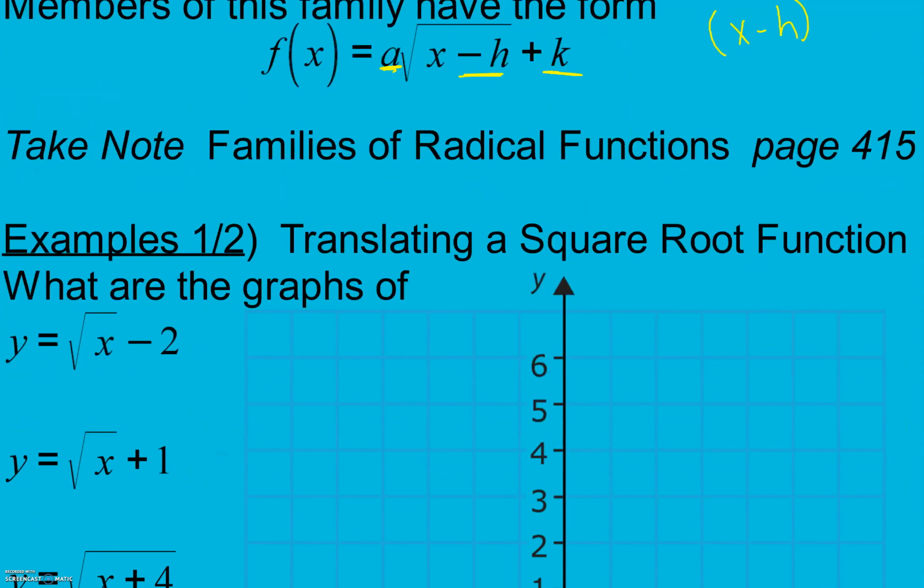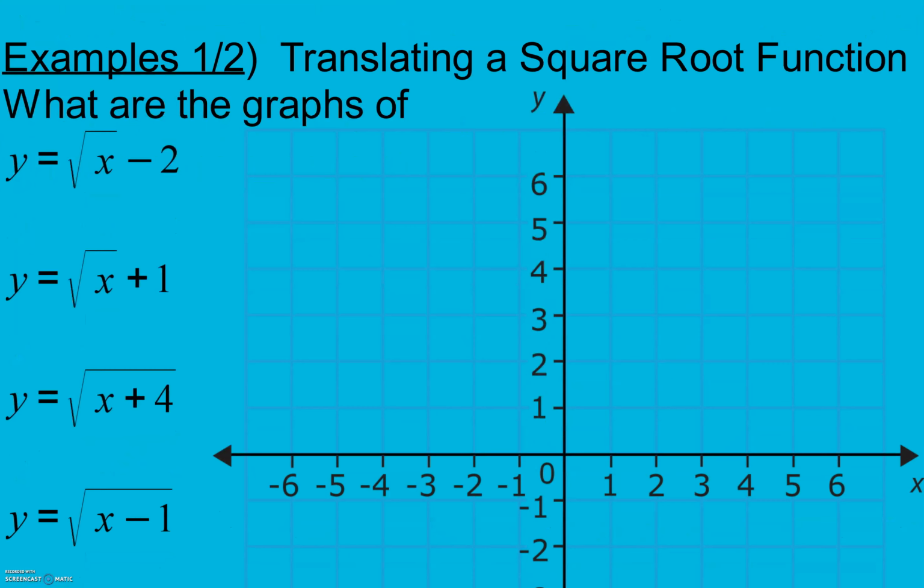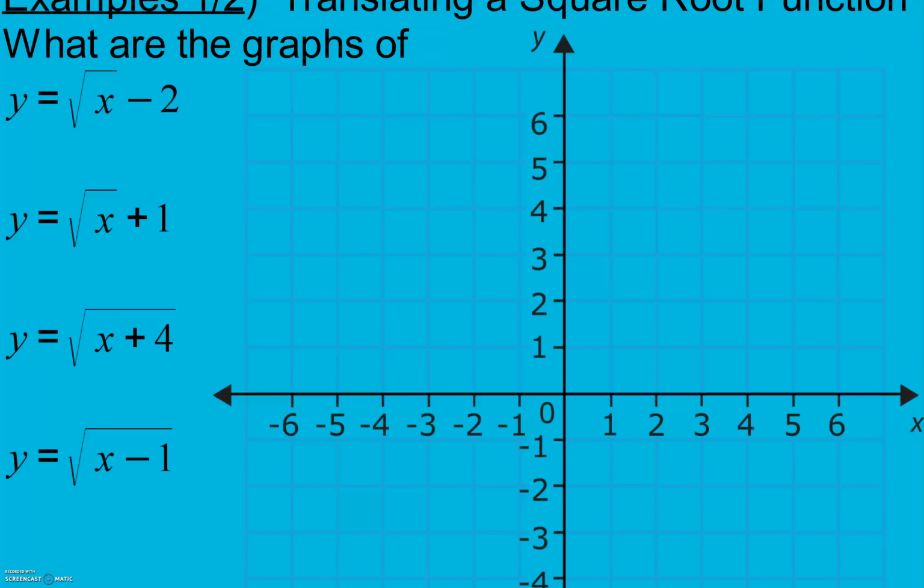So in examples 1 and 2, we're just going to be translating a square root function. But before we can translate the square root function, we need to know what our parent function is here. So remember that the square root function is the inverse of a parabola. And we just want the positive part, because we just have the positive square root, which means we only want the positive part of our parabola. So our inverse is going to be like this.